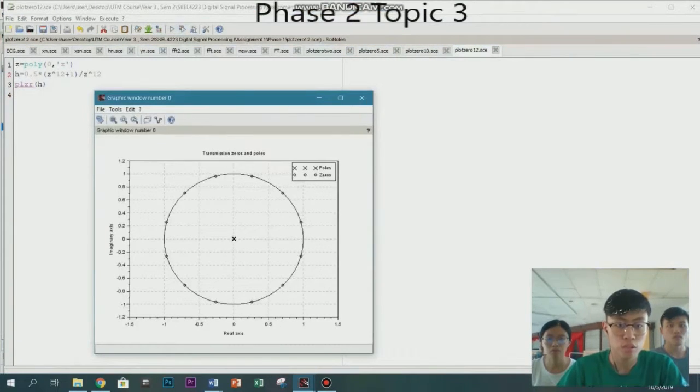When K is 10, there are 10 zeros and 10 poles. And when K is equal to 12, you can notice that there are 12 poles and 12 zeros. So this does not affect the stability and causality of the filter at all because the poles are always within the unit circle. So the system will always be stable when the K value is varied.